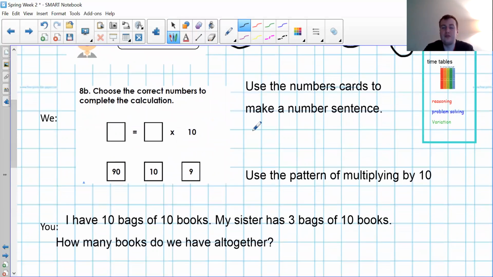Right, next one, you're going to have a go first. So we've got 3 number cards here, 90, 10, and 9. Something equals blank times 10 using these number cards. We've already used 10. Where will the other two cards go? Pause the video, have a go.